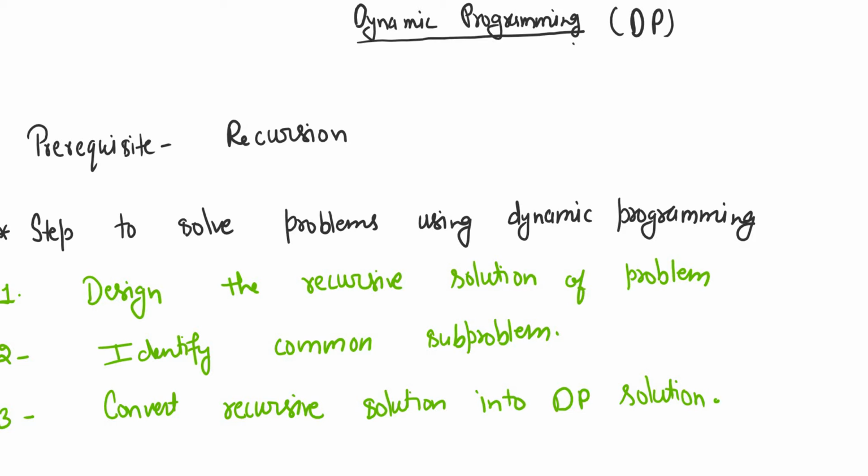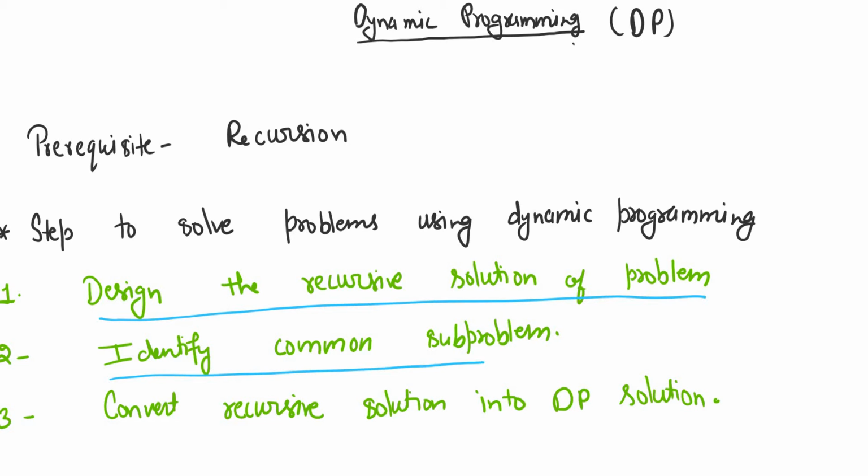The first step is to design the recursive solution of the problem. So first you need to design a recursive solution of the given problem. The second step is to identify the common subproblem in your recursive solution. And the third step is to convert the recursive solution into the DP solution. So this is the third and last step. You need to convert whatever recursive solution you built, using the common subproblem, into a dynamic programming solution.